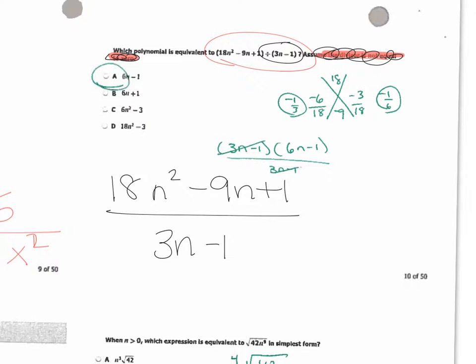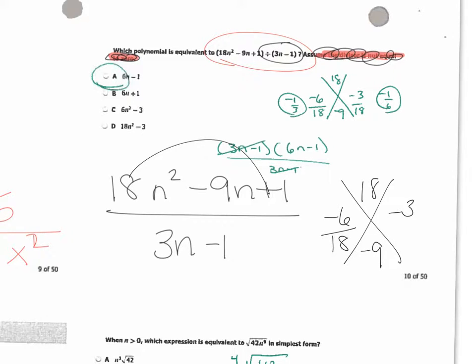Can I split up my fraction? No, because I have 2 terms in the denominator. So how do I solve this? I have to factor the top. So I got to do slide and divide. 18 and negative 9. So negative 6 and negative 3. I'm going to divide by 18 and simplify. I get negative 1 over 6, negative 1 over 3.